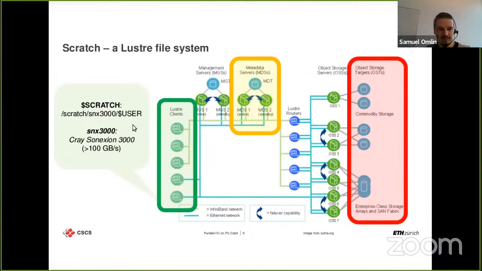Now, when you look at the environment variable Scratch which you have on Daint, you see this here, and it says SNX 3000. This is a Cray ClusterStor 3000. It's the hardware, and it can achieve a peak performance of more than 100 gigabytes per second. But of course, only when you write in parallel. It means you need to write in parallel to all the 40 OSTs in order to get such a performance.